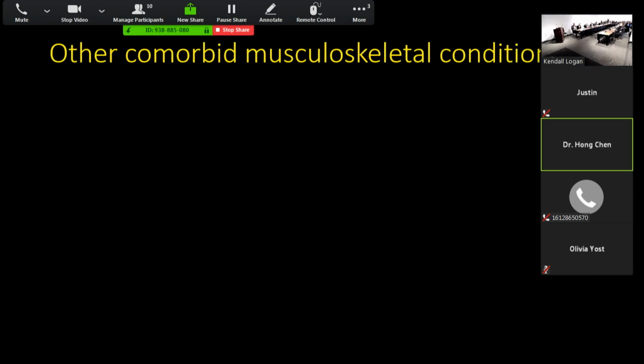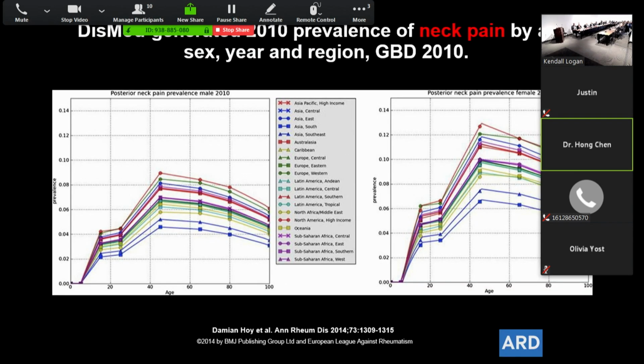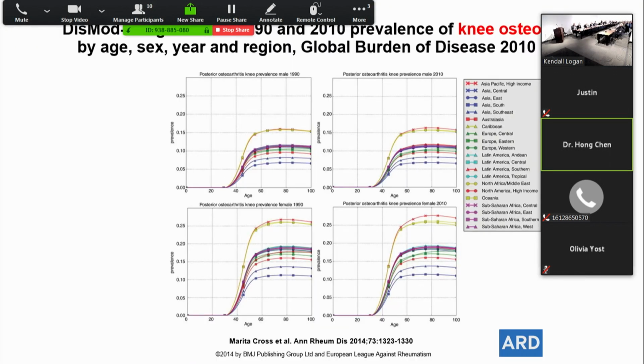If you look at other musculoskeletal conditions, what you will see here is neck pain, which is also commonly comorbid with TMD. It starts early in life. And next, this is osteoarthritis, which starts much later in life.